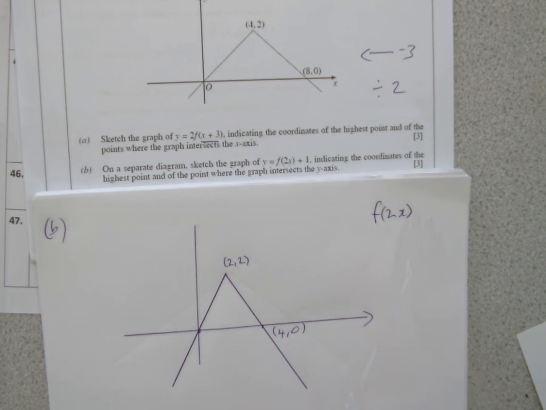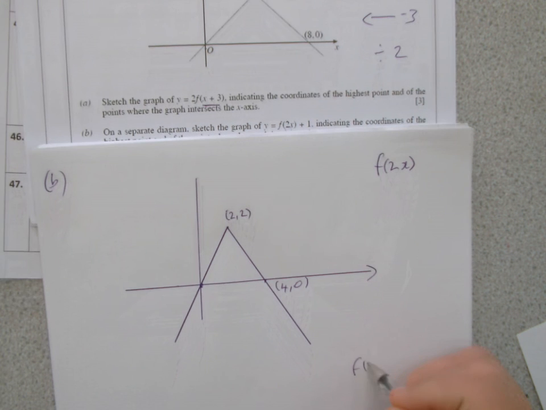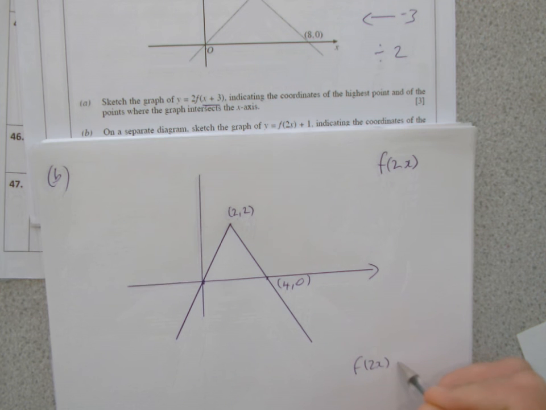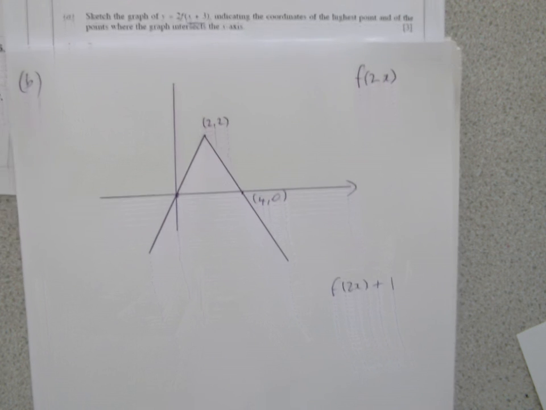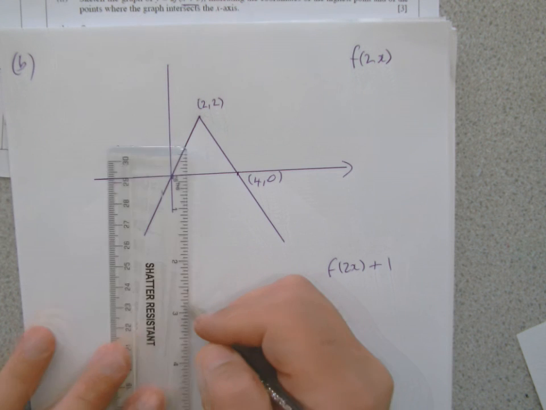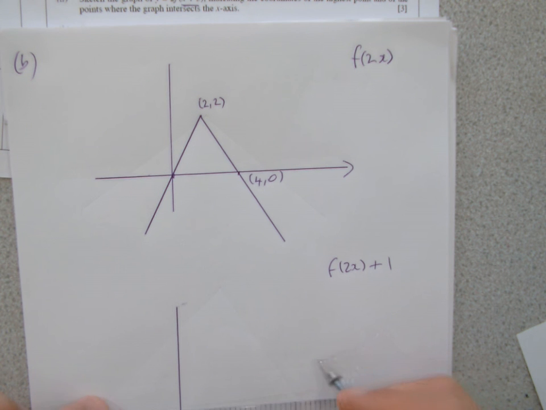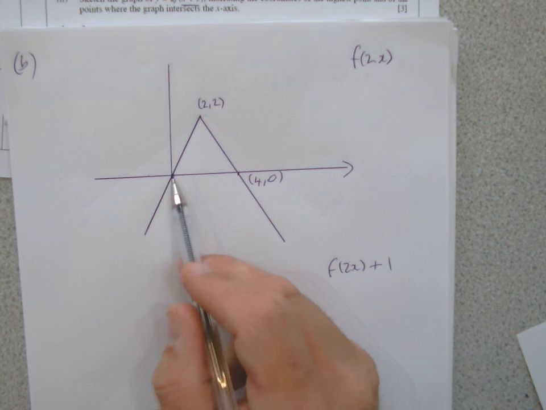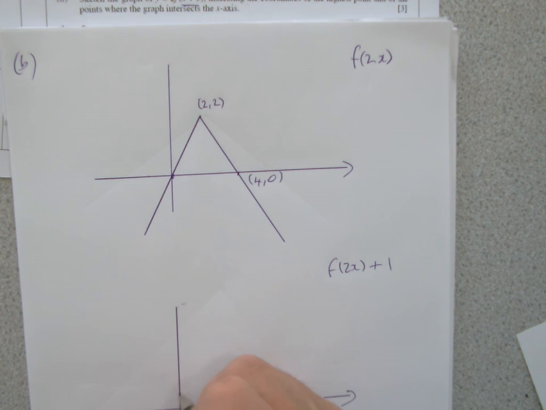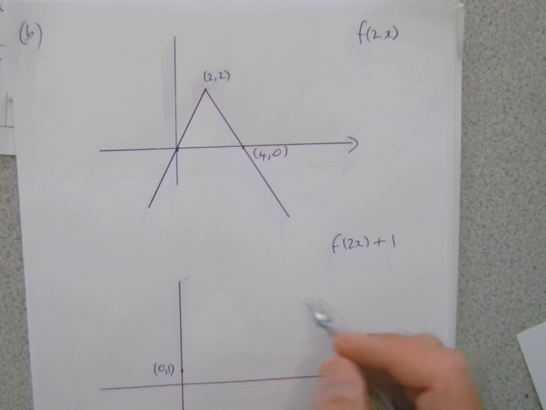Then we're going to do f of 2x plus 1. Now that means it's going to affect the y values, and this time we're not multiplying, we're actually shifting up by 1. So it goes up by 1. So on our final graph here, shifting that up by 1, at the moment it's 0, 0. If you shift it up by 1, that would be 0, 1, sorry. So that's very close to the y-axis, so we've done what they've asked us to do.